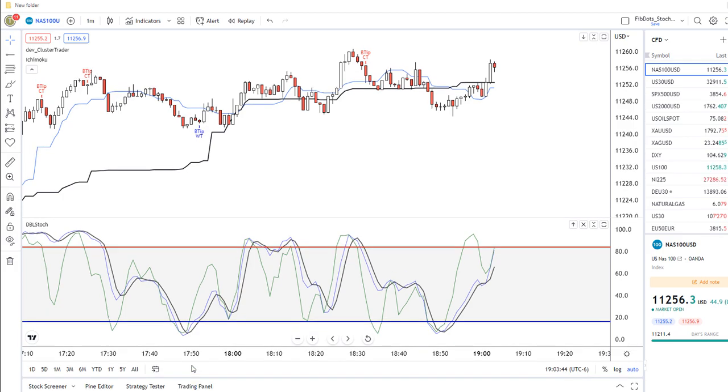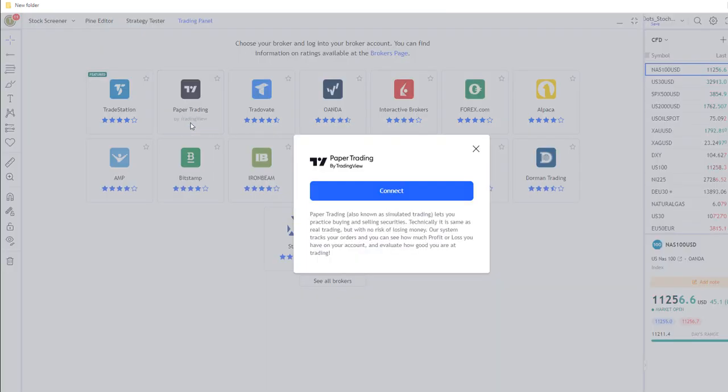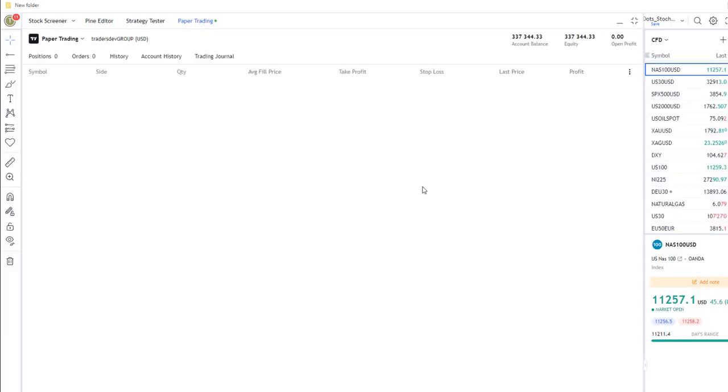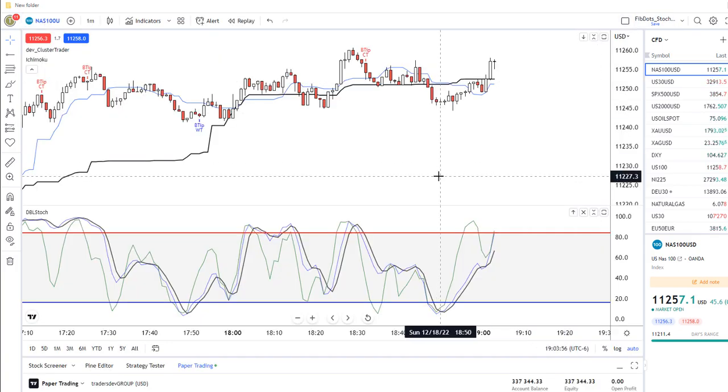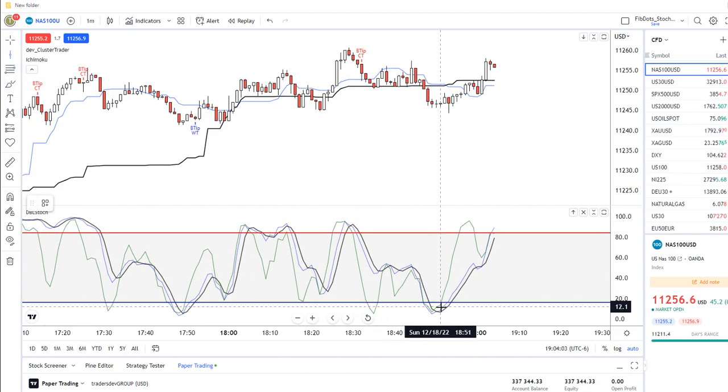Okay, so let's do this. We'll go to trading panel. I'm going to log into the paper trading. Okay, so we're at 337, 344 tonight. We just missed a buy signal. So, see this right here? Price came down.